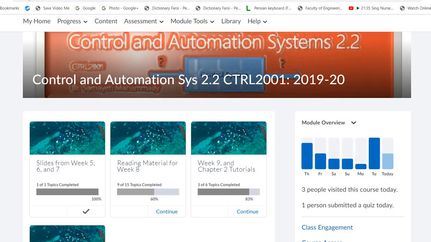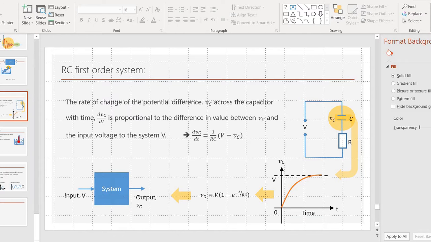So in continuation of what I was explaining about system response, I have three more slides that I'm going to explain. Here we have one electrical circuit and we have a resistor which is in series with this capacitor, and voltage V is applied on the circuit. So we want to look at the differential equation as I explained before.